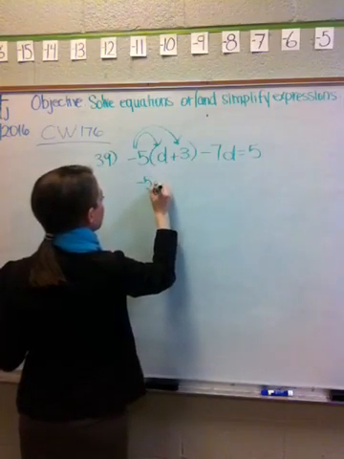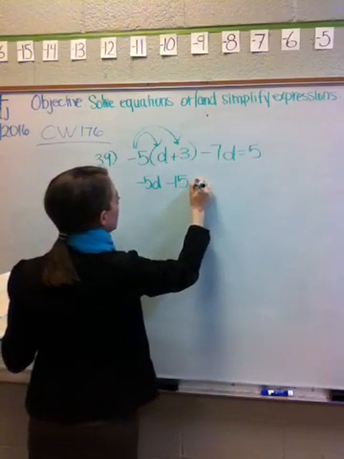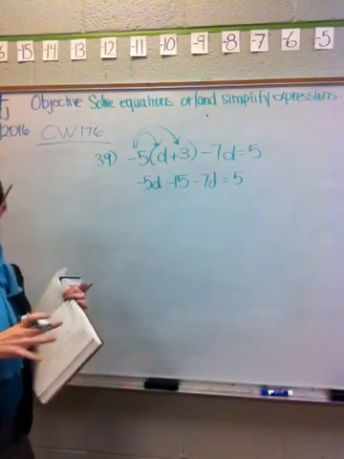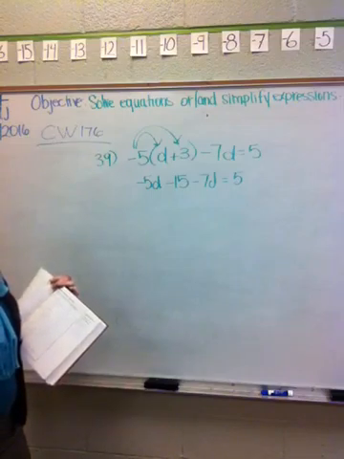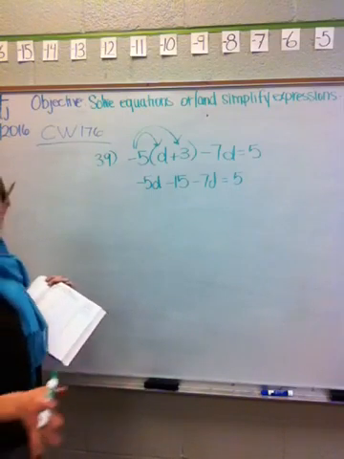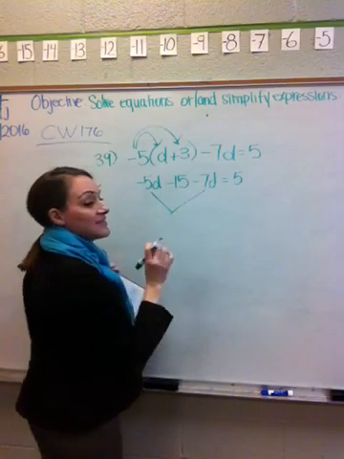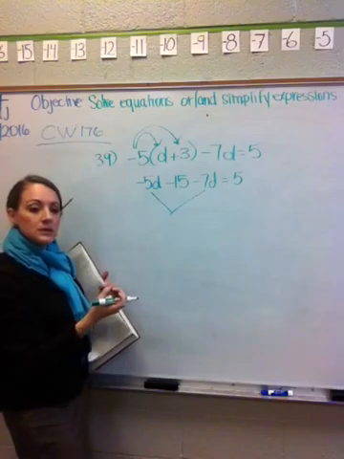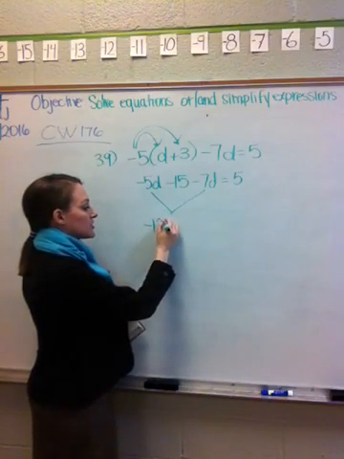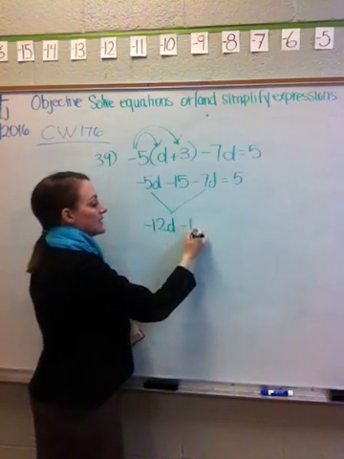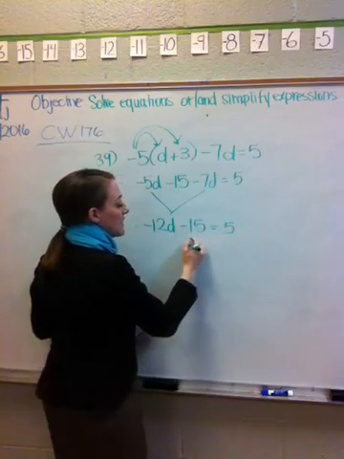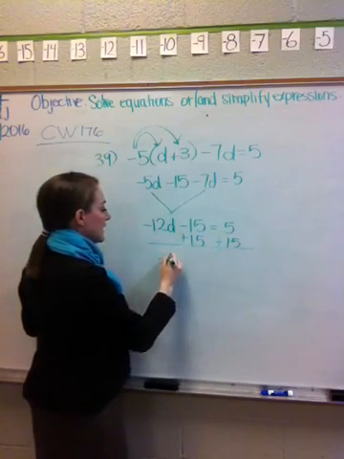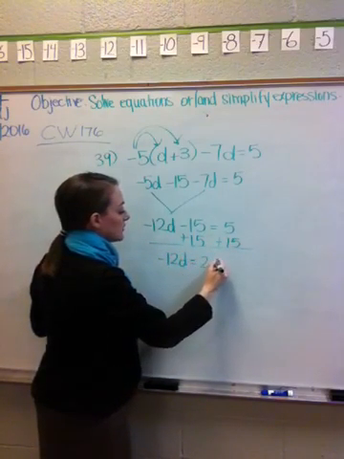So I have negative 5d minus 15 minus 7d is equal to 5. All right. Before I can do anything, what do I need to do? CLT, combine like terms. So I have negative 5d and negative 7d combined to equal what? Negative 12d. Does that make sense? Anybody who had questions? Okay, minus 15 equals 5. I'm going to add 15, and I get negative 12d is equal to 20.